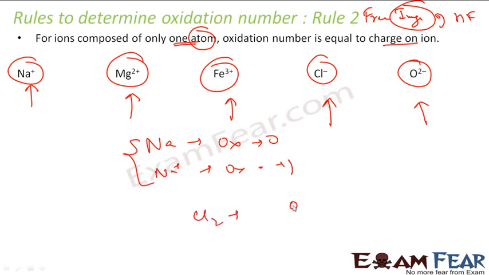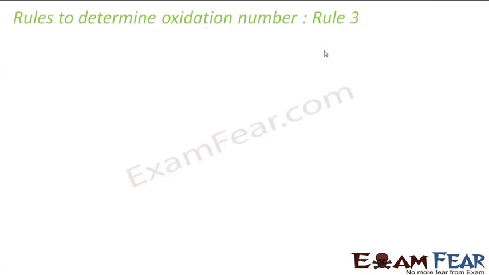Similarly, if you have seen Cl2, the oxidation state was 0. Cl minus, the oxidation state becomes minus 1. Correct? So this is the second rule. Third is the rule for oxygen.